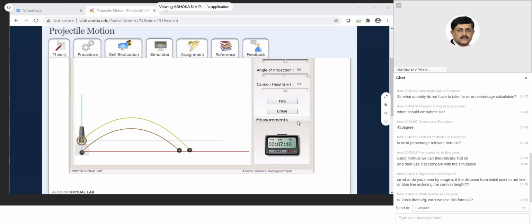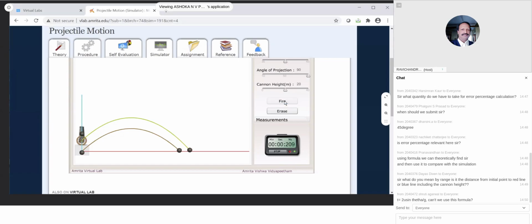It will be different. Whether this simulator counts the time when it reaches the same plane, that I don't know. That takes a little more time. Definitely, the range is more, so the time will also be more. Now, once more, you can just fire it. Keep the height of the cannon in the same position. You fire now. Let us see the time again.